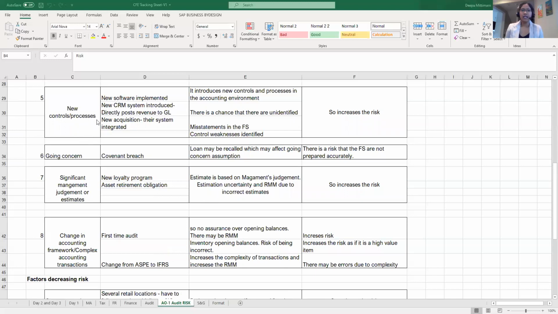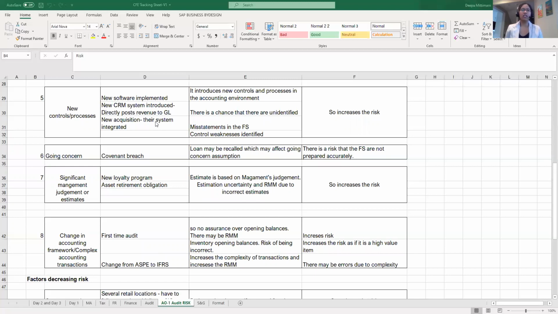Then the next set is new controls or processes that are introduced. Like they're changing their point of sale system, or they acquired a new company and got the software of that new company integrated with the original company.